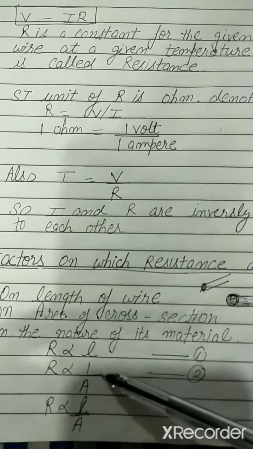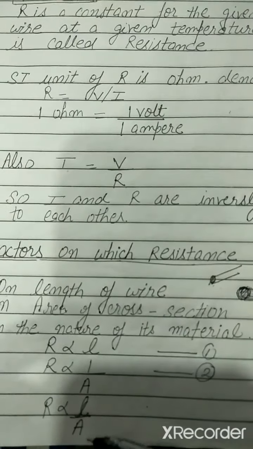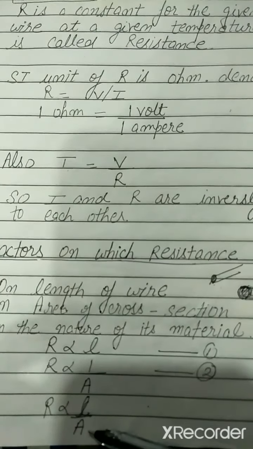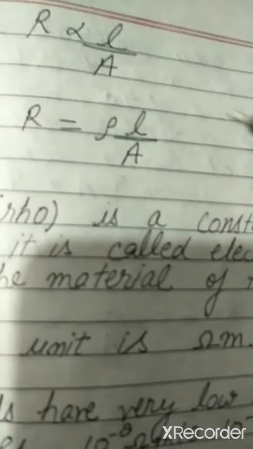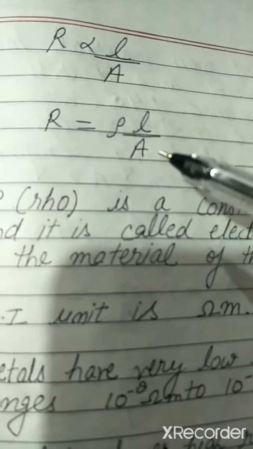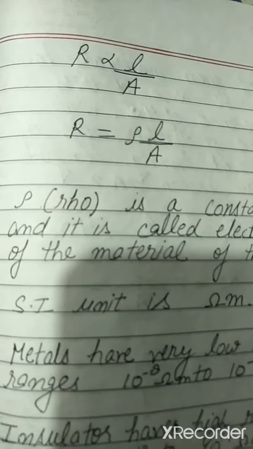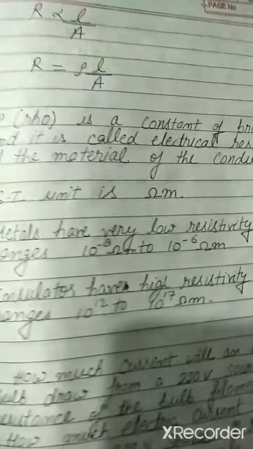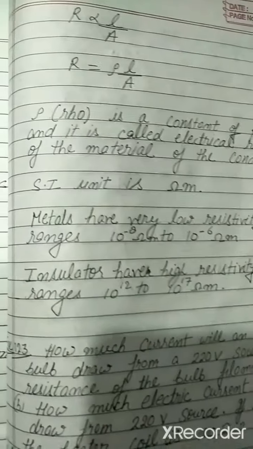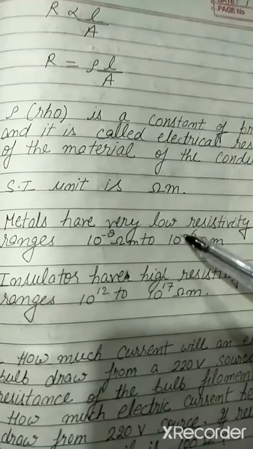So if we combine these two, we get R is directly proportional to L by A, right? And if we again remove the proportionality sign, we get R equals rho L upon A. Rho is the constant that is called resistivity. The SI unit of rho is ohm meter.